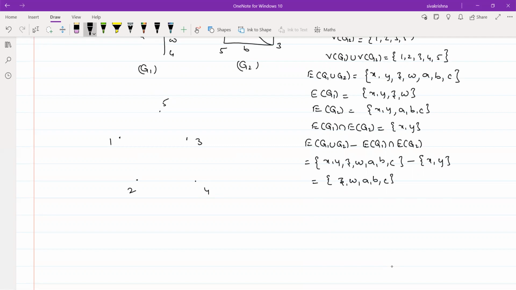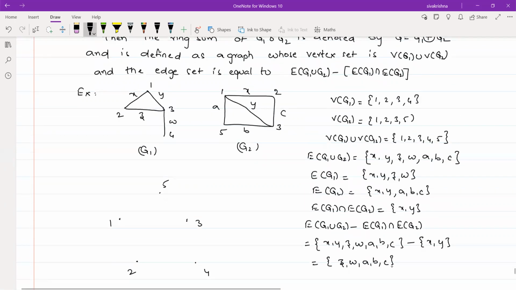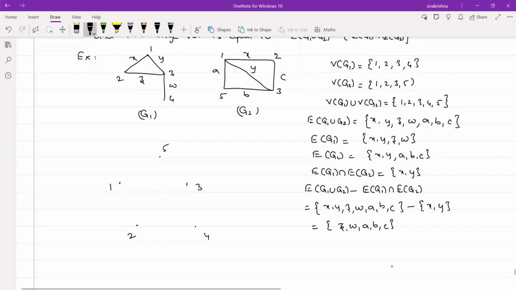Okay, so Z is an edge in between the vertices 2 and 3. It means we have to draw an edge in between 2 and 3. So this is Z, right? After that, we have to draw W. W is an edge in between 3 and 4, so we have to represent an edge in between 3 and 4. So this is W. And next A. A is an edge in between 1 and 5, so we have to draw an edge in between 1 and 5. This is A. And next B. So B is an edge in between 3 and 5, so we have to represent an edge in between 3 and 5. This is B.